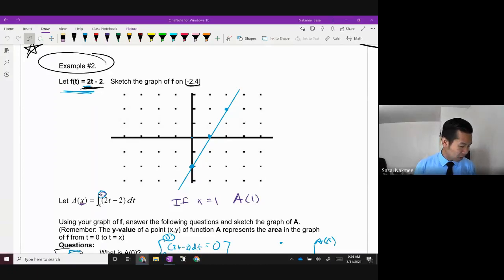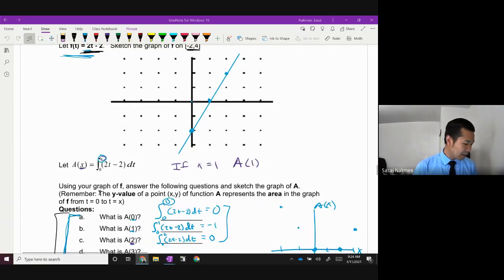All right, so when I asked you guys to finish off number 2 here, I wasn't expecting for it to be perfect. I just wanted you to attempt it. First thing that you need to do is just to sketch a graph of 2t minus 2, right? It's just this line right here, right?